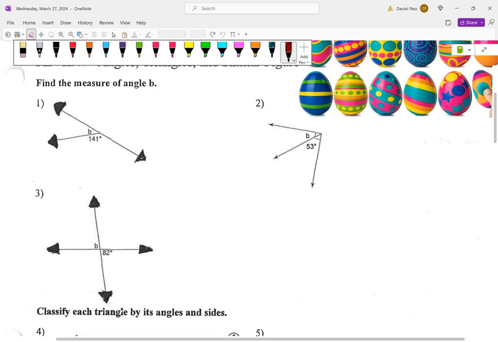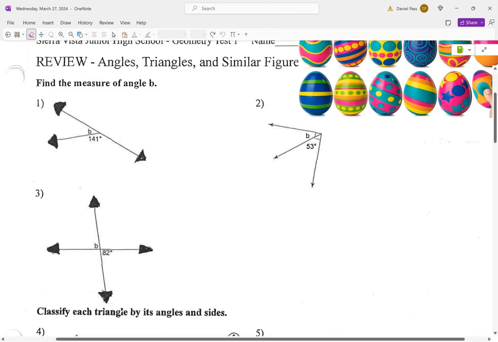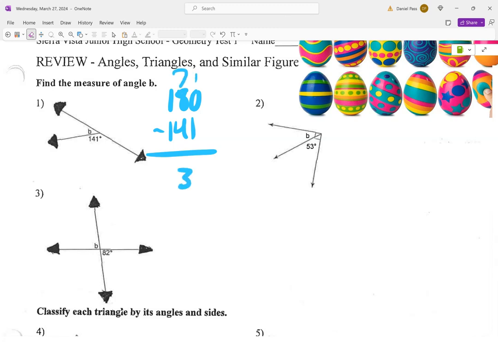Oh, you gotta add 180 plus 140, minus 141. So subtract. That's correct. What's 180 minus 141? Equals 39, so we gotta borrow. Now, what kind of angles are these? Supplementary. Yes, supplementary. That means they add up to 180. Okay, very good.